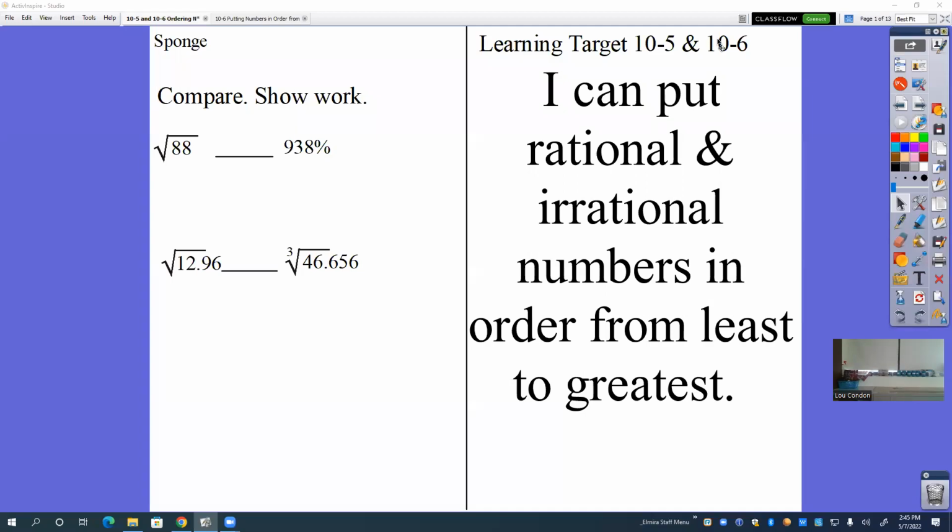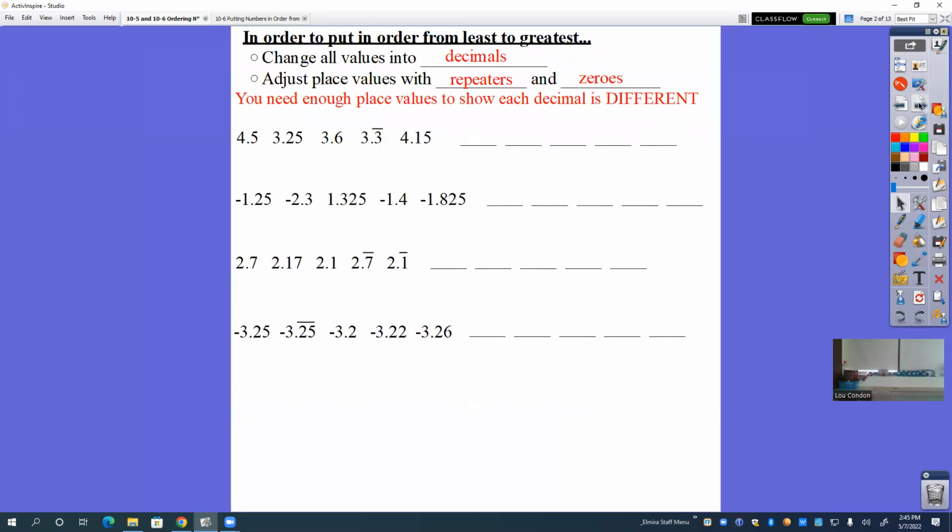Chapter 10, Lesson 5 and Lesson 6. Putting rational and irrational numbers in order from least to greatest. In order to put numbers in order from least to greatest, please change all the values into decimals and then adjust the place values with repeaters and zeros. You need enough place values to show each decimal is a different value.